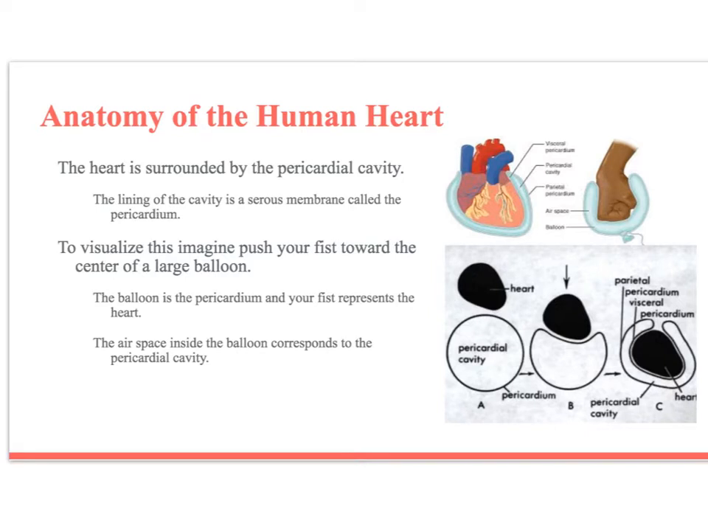Like we talked about in our last video, the lining of this cavity is a serous membrane, which is very fluid-like, very stretchy. It's made of connective tissue and epithelium, and we classify that as the pericardium. Peri, if you remember, means around. Cardium speaks to the heart.